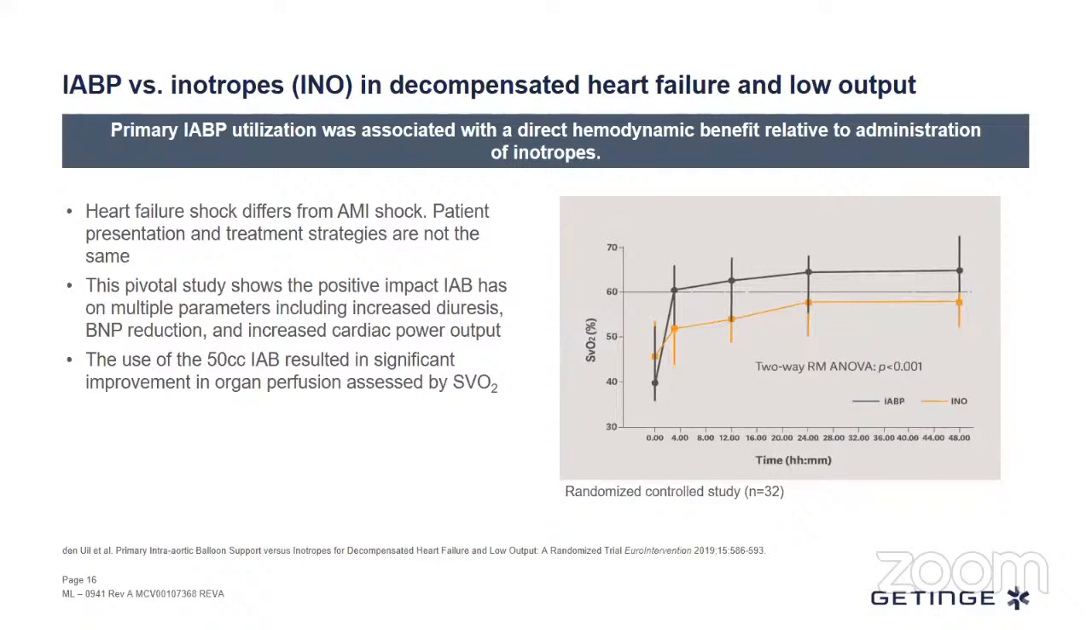Previously I discussed acute decompensated heart failure. And this study, Dr. Van den Ende, looked at the outcome of patients with decompensated heart failure and low output, comparing use of balloon pumps with inotropes. And this study was small, 32 patients, but it showed a positive impact that a balloon pump has in multiple parameters, including increased diuresis, BNP reduction, increased cardiac power output. And this was also done with the larger balloon catheters, the 50 cc.